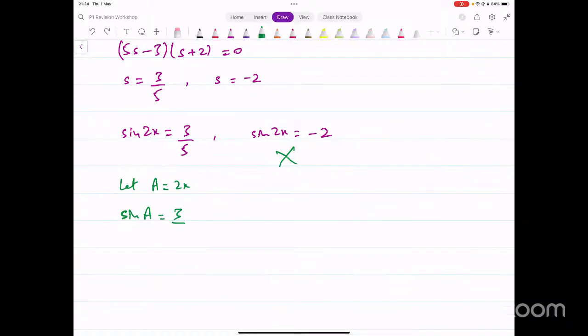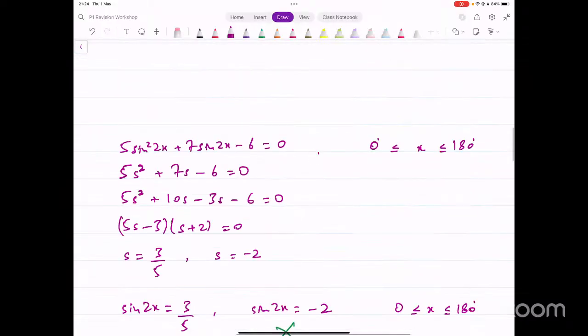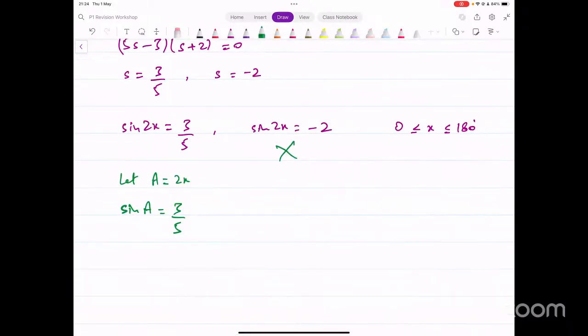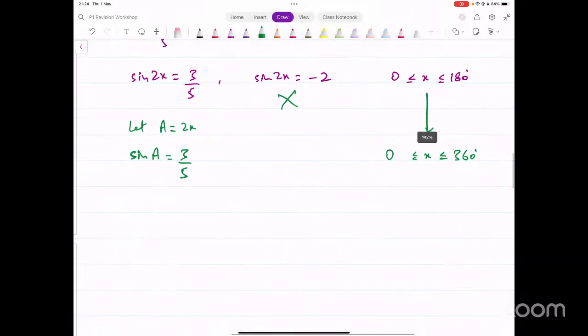Now we have to adjust the interval as well. We know that for x, the interval was from 0 to 180 degrees. That was the interval for x. What will be the corresponding interval for a? Input x equal to 0 here. That gives you 0. Input x equal to 180 here. That gives you 360. So x is supposed to be between 0 and 360. Sorry, a is supposed to be between 0 and 360. So now you have to solve this equation for a between 0 and 360.